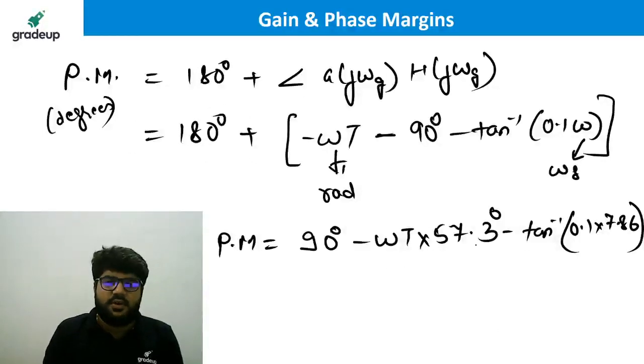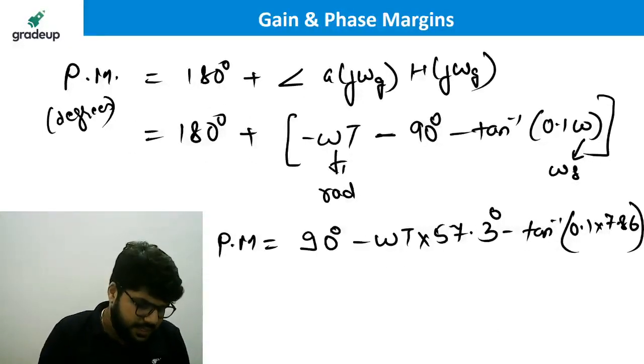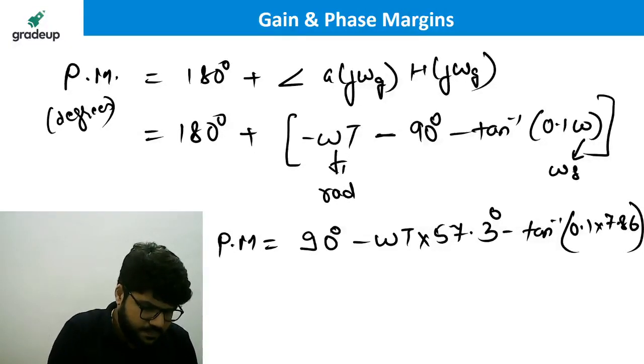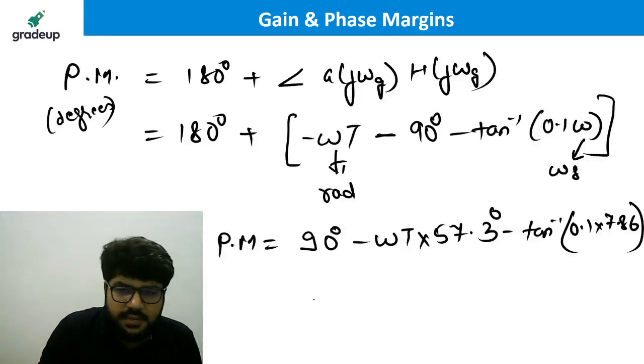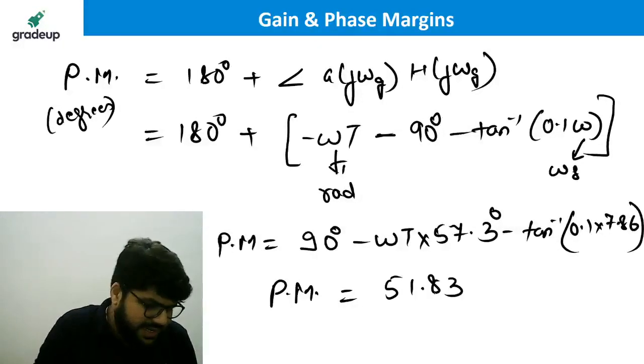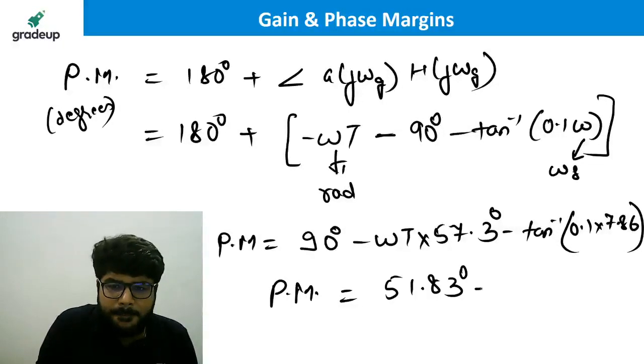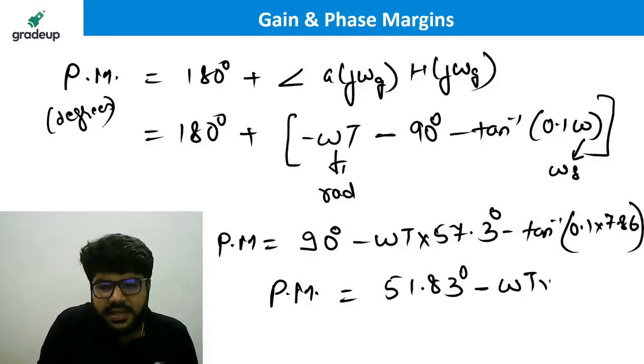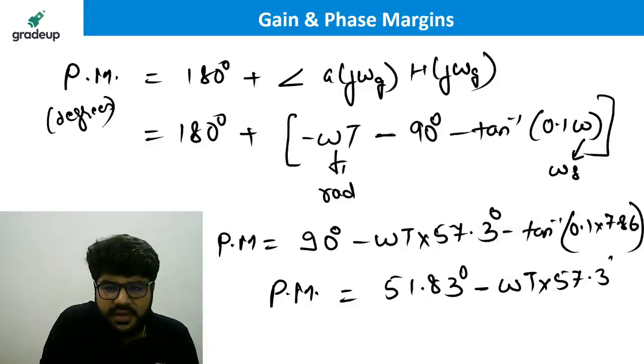Okay. Let us see what the calculations are. 180 minus 90, I already wrote 90, and 90 minus 0.1 omega g. This is coming up as, the phase margin is coming up as 51.83 degrees minus omega g into 57.3 degrees.